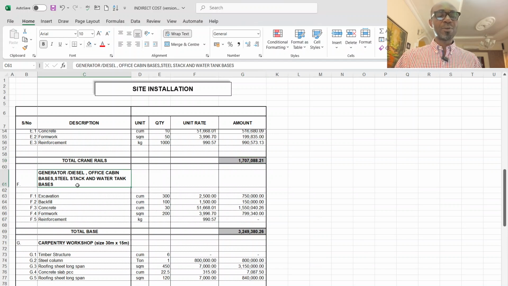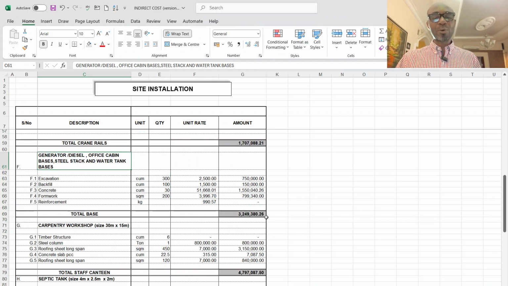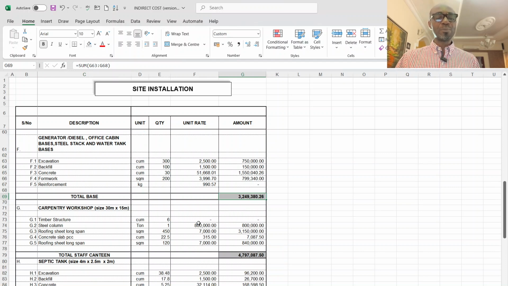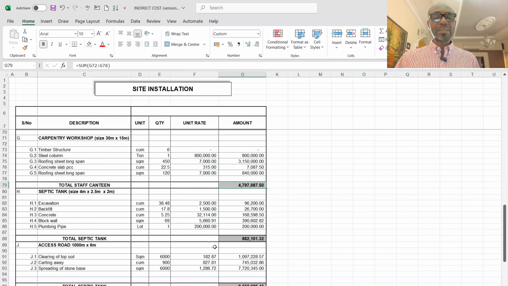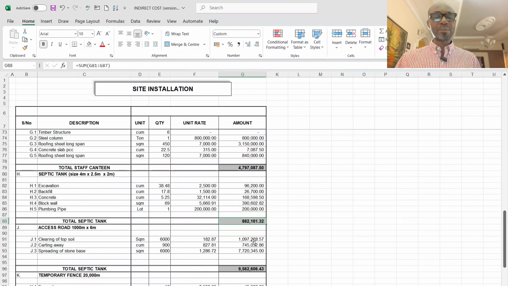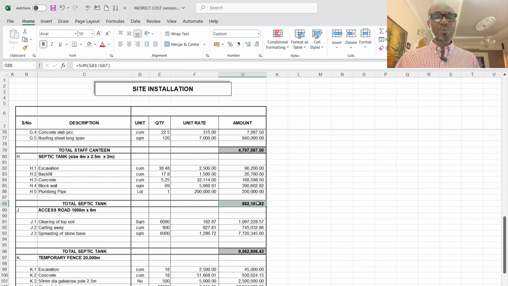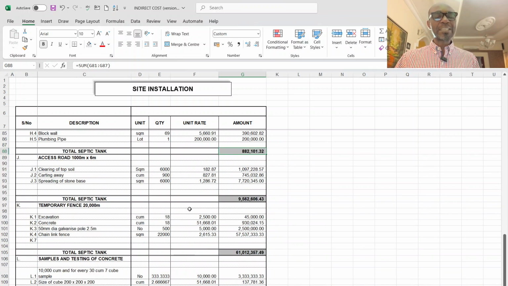The generator, office cabin base, you have to put some pedestals for the cabins to rest on. The water tank, booster, and all is going to cost 3.2 million. The carpentry workshop, 30 meter by 15 meter, is going to cost 4 million. The safety tank for all the foul water, wastewater, is going to cost 800. The access road. Now, the access road is going to determine the total square meter, and the total square meter of the road is 6,000 square meter.